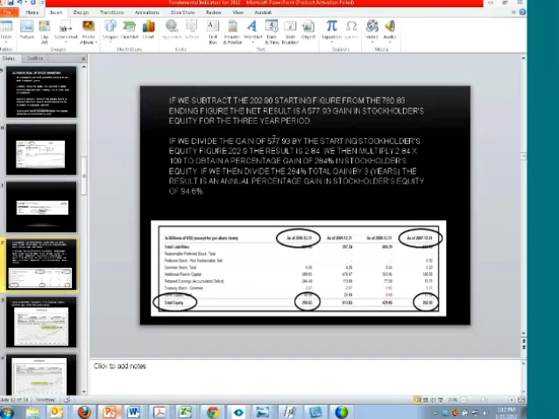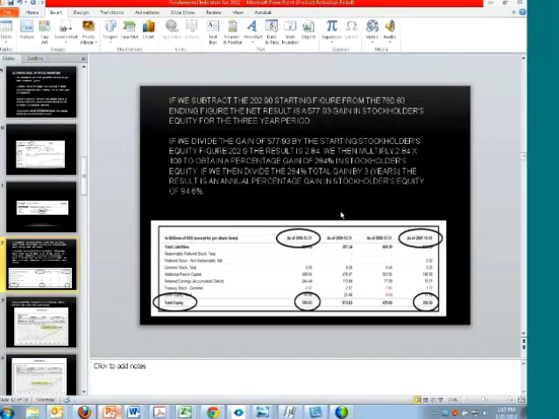Then if we divide that 577 by our starting value of $202 million, we get a factor of 2.84. Multiply that by 100, and that gives us the percentage gain over this 3-year period. From 202 to 780, that was a 284% gain in stockholders' equity, over a 3-year period from 2007 to 2010. If we divide by 3, we come up with an annual percentage gain in stockholders' equity of 94%.